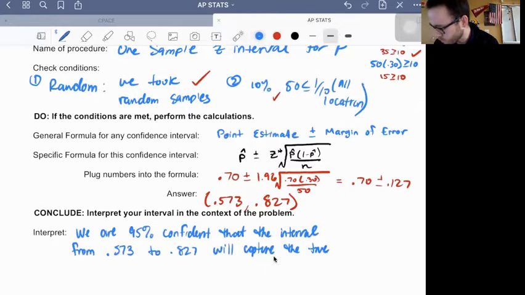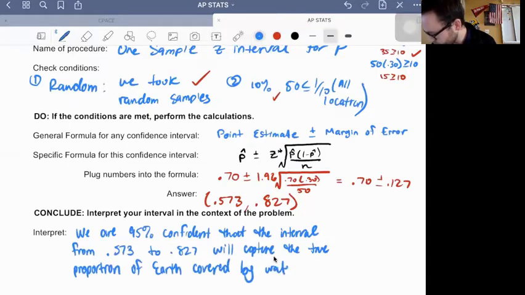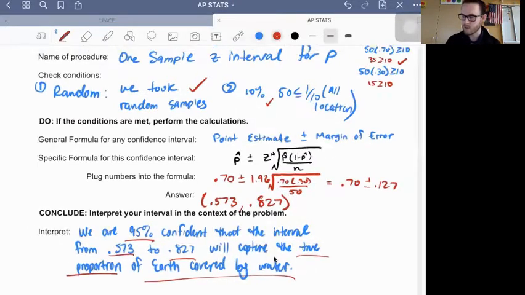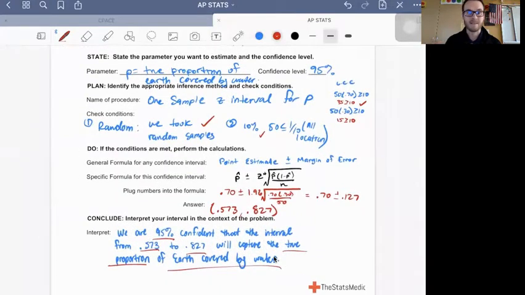the true proportion of Earth covered by water. So remember, our interpretation needs to contain the confidence level, the endpoints of our interval. It needs to state the parameter that we are interested in, and it needs to contain context, which our conclusion has there. You might be wondering what's the actual percentage covered by water. I'm just going to Google it real quick.